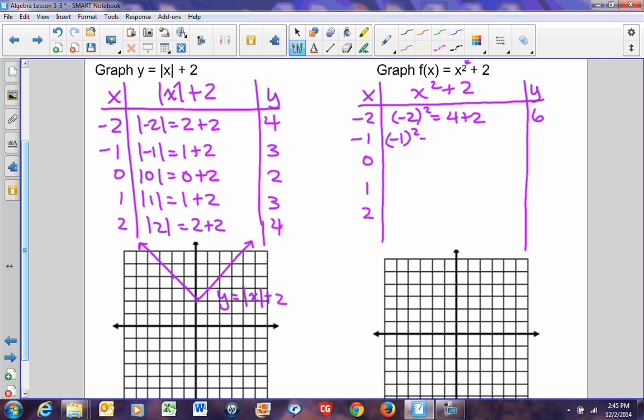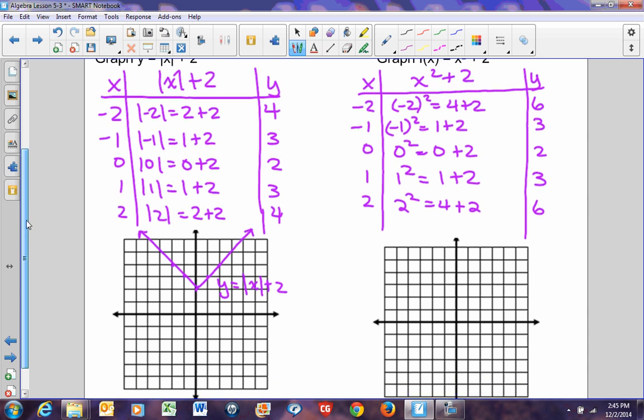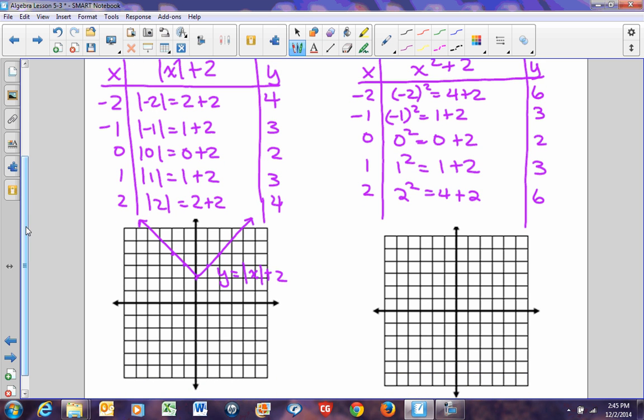Negative 1 squared is 1 plus 2, which is 3. 0 squared is 0 plus 2, which is 2. 1 squared is 1 plus 2, which is 3. 2 squared is 4 plus 2, which is 6. Again, some numbers are repeating, but you'll notice it won't be a V shape like the absolute value graph was. So I'll plot the points negative 2, 6, which is right here, negative 1, 3, which is right here, 0, 2, which is right here, 1, 3, which is here, and 2, 6, which is here.